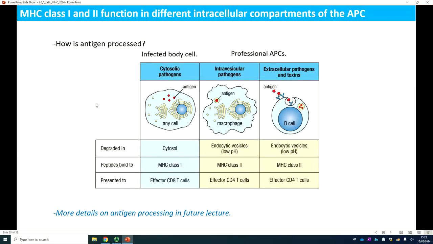So if we start to look at where the antigen is being processed, if we consider a body cell that's been infected, that antigen will be degraded within the cytosol, and it will be presented on MHC class 2. Whereas in professional antigen presenting cells, we're looking at extracellular antigen. So we've already discussed how that will be taken up by phagocytosis, and then processed in vesicles. So remember, we were talking about the phagolysosome and things like that. And then that will be expressed on MHC class 2. And we'll talk about antigen processing in future lectures as well.